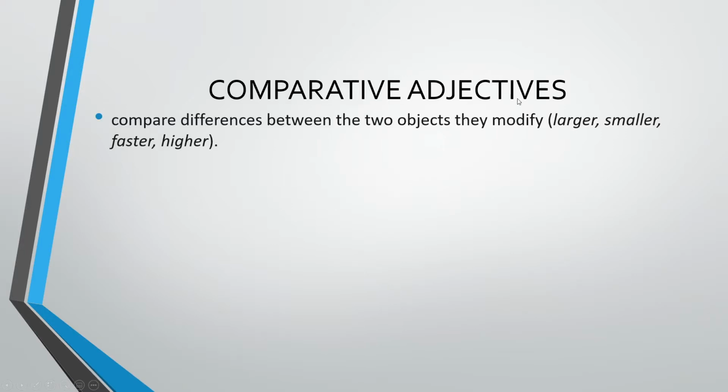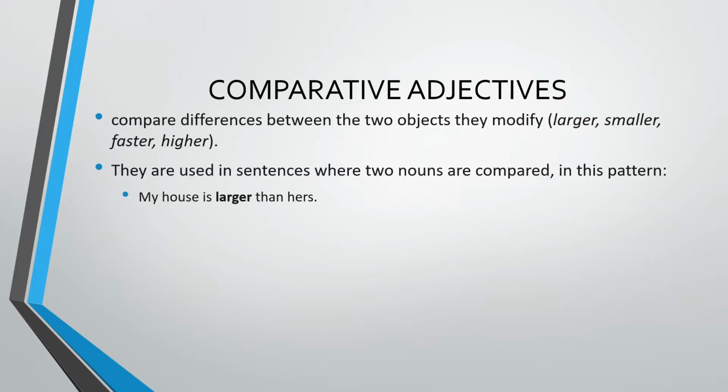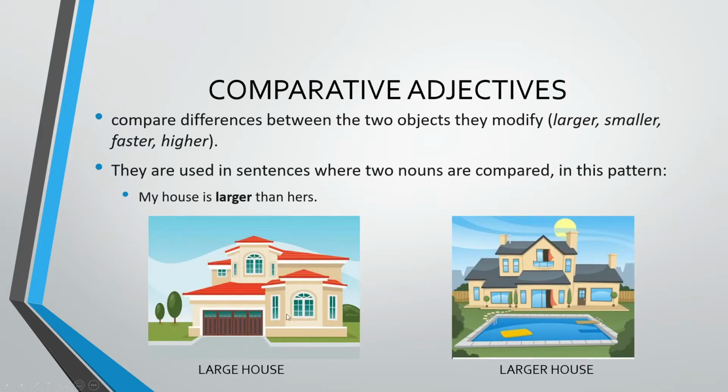We use comparative adjectives to compare differences between the two objects they modify: larger, smaller, faster, higher. So in comparative adjective, we use ER at the back to compare between object A and B. They are used in sentences where two nouns are compared in this pattern. My house is larger than hers. So basically, we have two houses to be compared. So large house, larger house. Dua-dua rumah ni rumah yang besar. But this house is larger than this house.